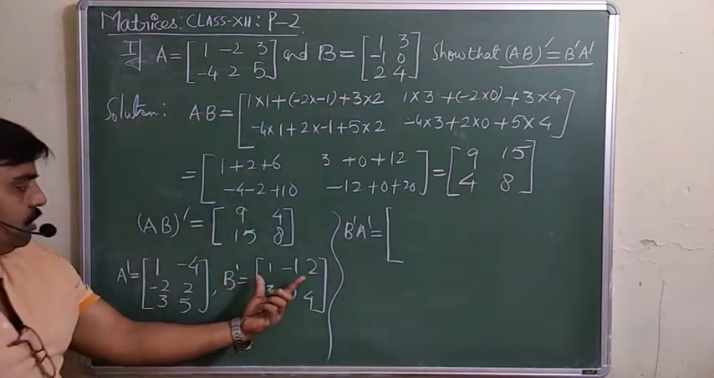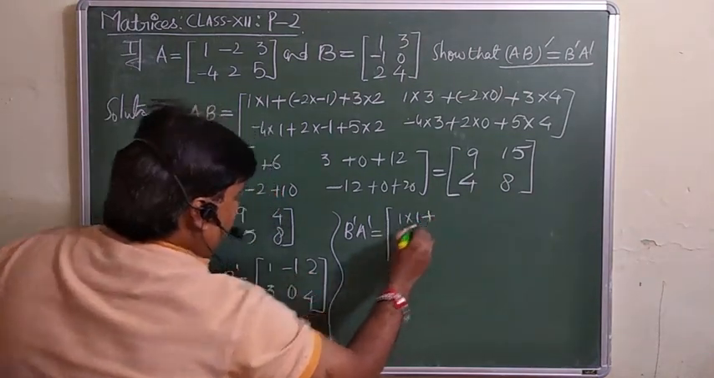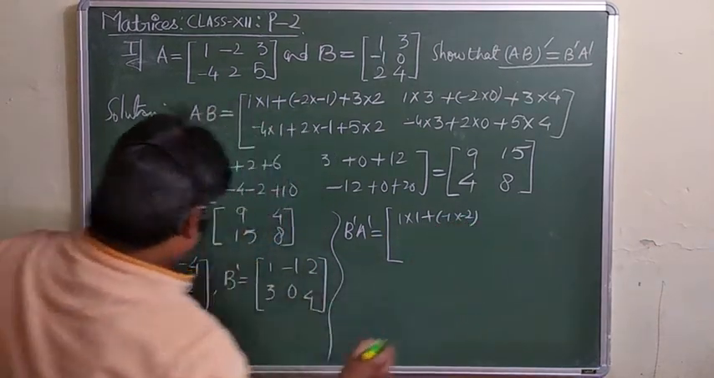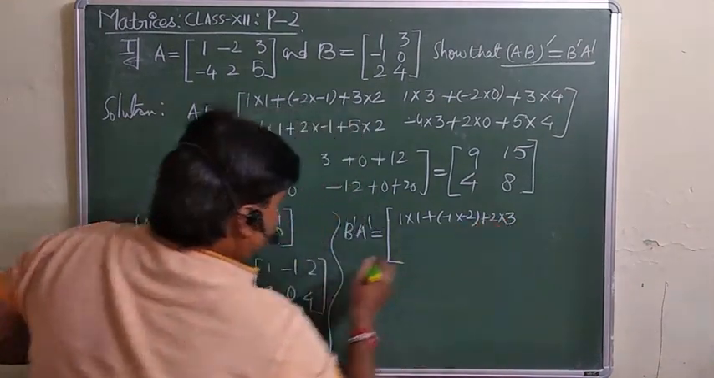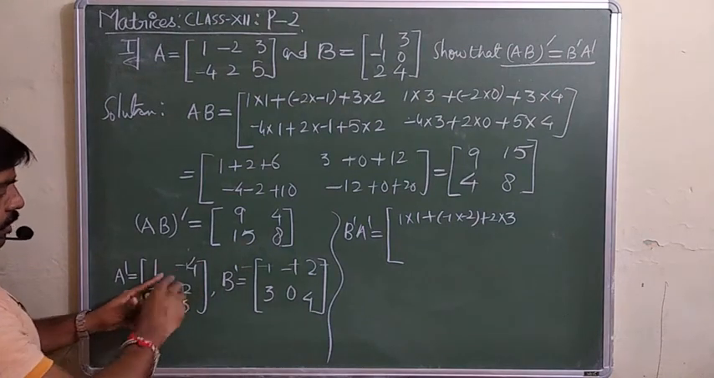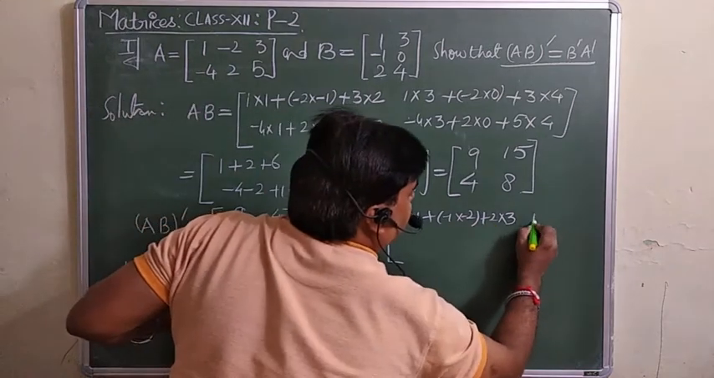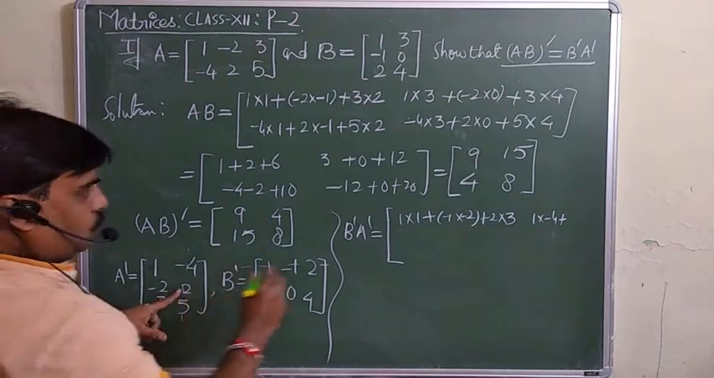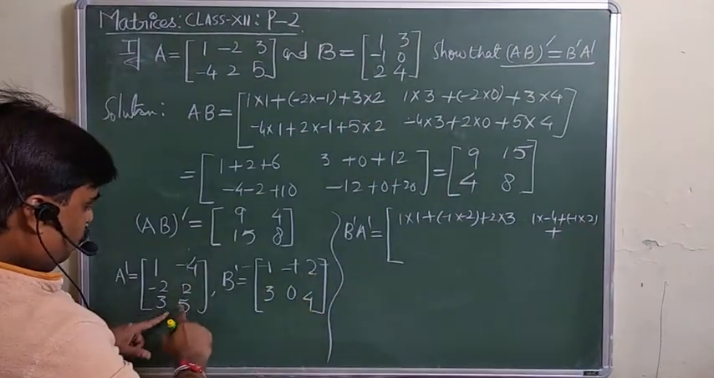So this first row is multiplied with this first column. So 1 into 1 plus -1 into -2 and 2 into 3. Now this first row multiplies with the second column, again because B into A we are doing. So 1 into -4 plus -1 into 2 plus 2 into 5.